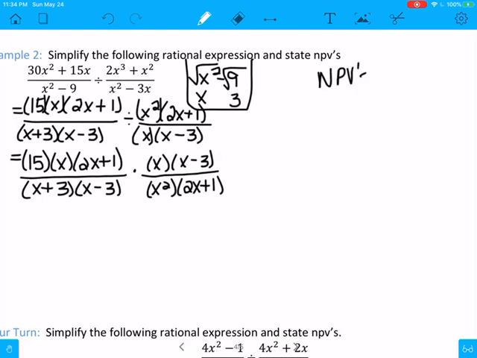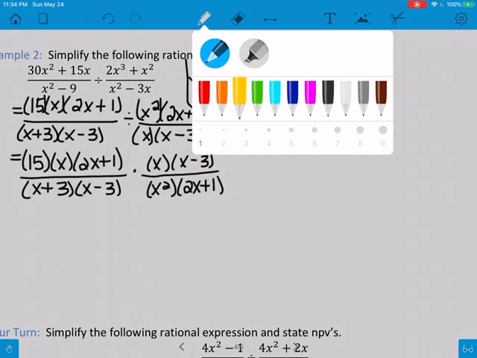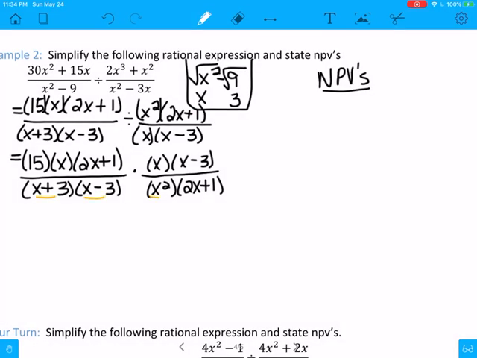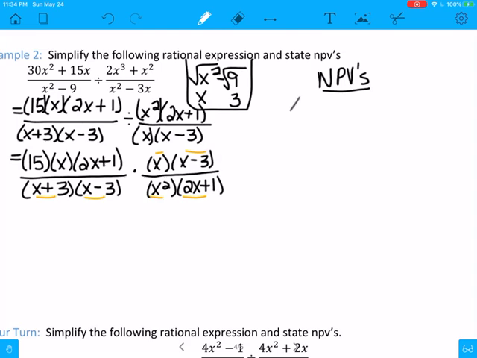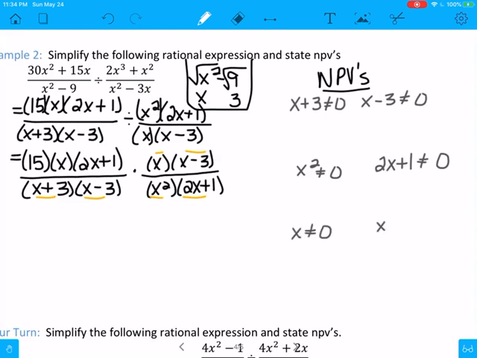And I can do my NPVs over here. And they're going to be for this, this, this, this, this, this. So I have, I'll do them in gray, x plus 3 cannot equal 0. X minus 3 cannot equal 0. X squared cannot equal 0. 2x plus 1 cannot equal 0. X cannot equal 0. And then x minus 3 cannot equal 0, but I already stated that one up here, so I don't need to do it down here.